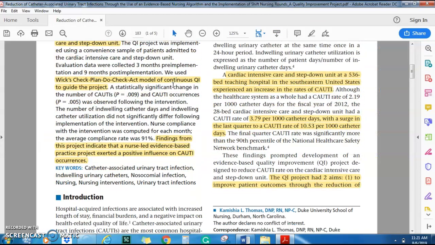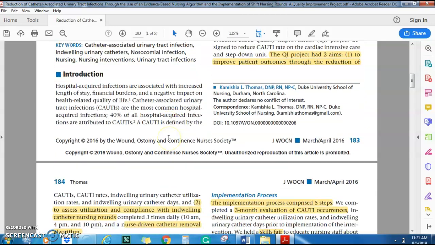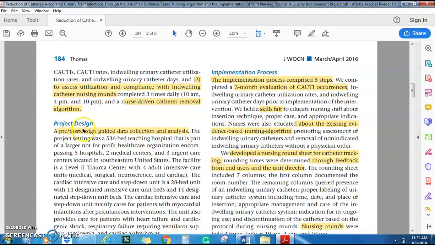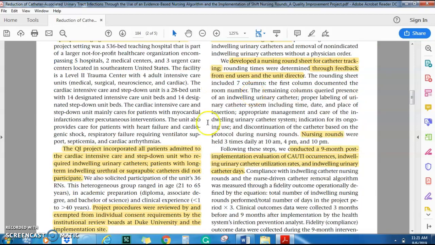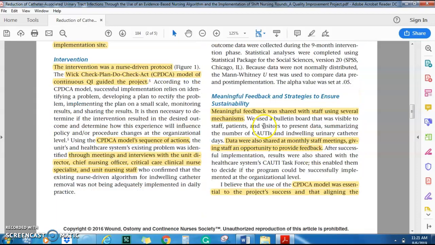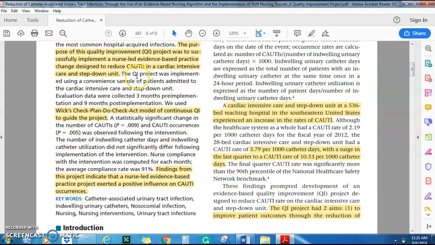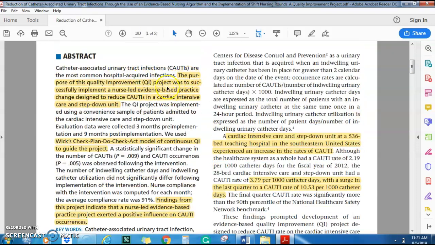I'm going to make this a little bit smaller. It takes you through the introduction, which is your background and gives you an idea of what the problem is. Then we talk about project design and implementation. That's usually the way QI projects are, because remember, with research you have research methods, research design, and all those types of things. So these should give you some good cues, besides the fact that it said it's a QI project. This abstract tells you specifically what the purpose is.